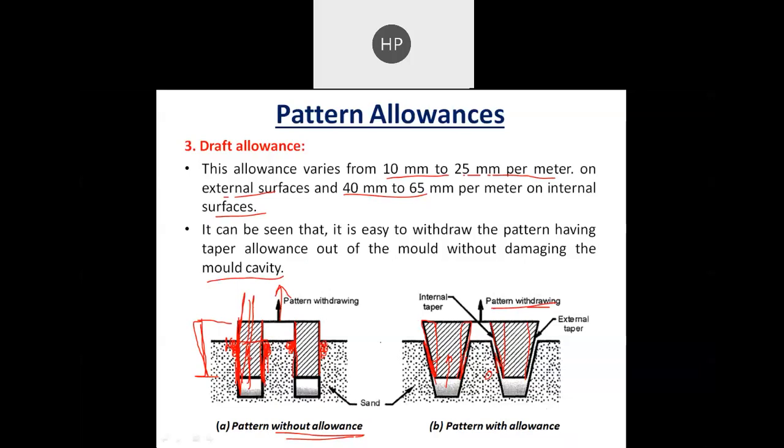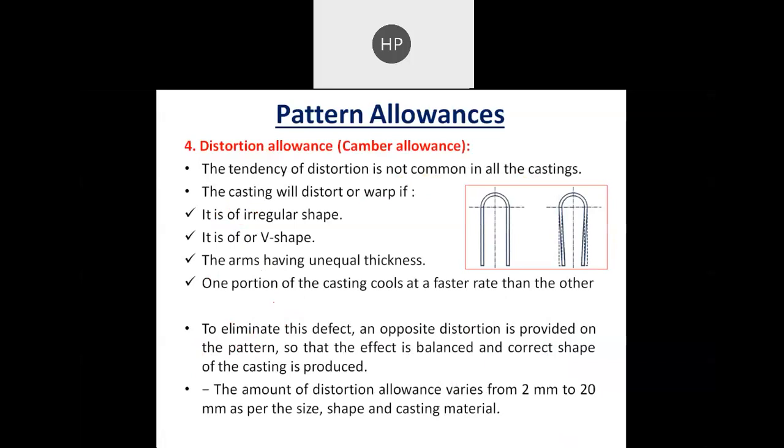So we have discussed three types of allowance. First one is shrinkage, second one is machining, and third one is draft allowance. Then the next one is distortion or camber allowance. The tendency of distortion is not common in all castings. You will not find this distortion allowance in all castings, but in some cases you will find it. So which are the cases?